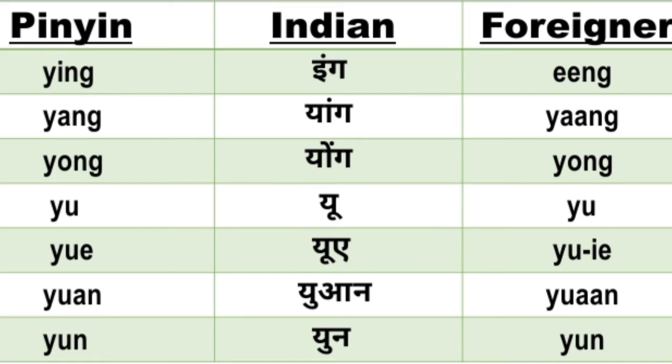Repeat after me, UA. The next Pinyin is YUAN, which has a pronunciation of Yuan. Repeat after me, Yuan. The next Pinyin is YUN, which has a pronunciation of Yun. Repeat after me, Yun.